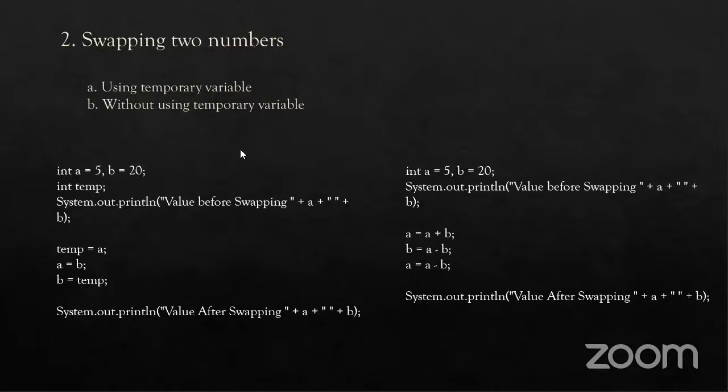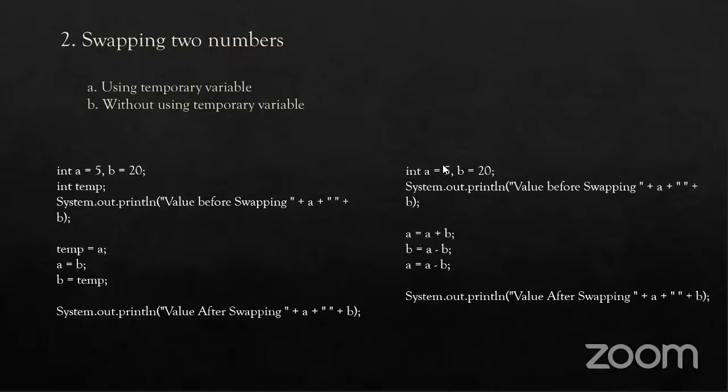Okay, so without using a temporary variable, how can we do this? a equal to 5 and b equal to 20, the same thing, and we need to assign the values by some calculations. So we first calculate a equal to a plus b. So we will get 25 in a, then b equal to a minus b. So now a is 25, 25 minus b, that is 20. So b is 5. That is 25 minus 20, that is 5. So to b we get 5, and then a equal to a minus b.